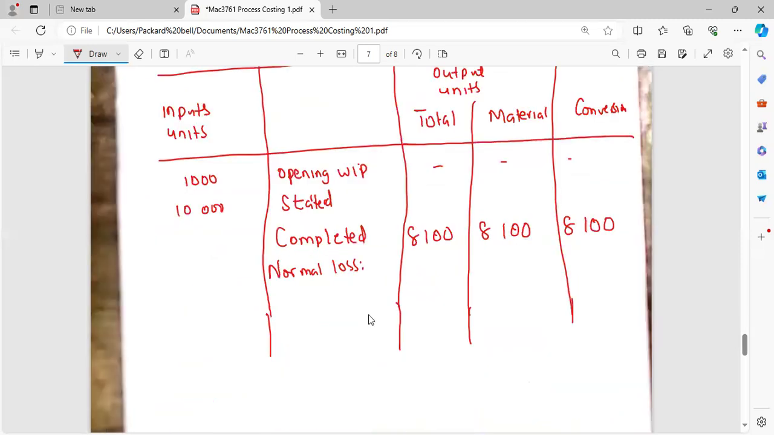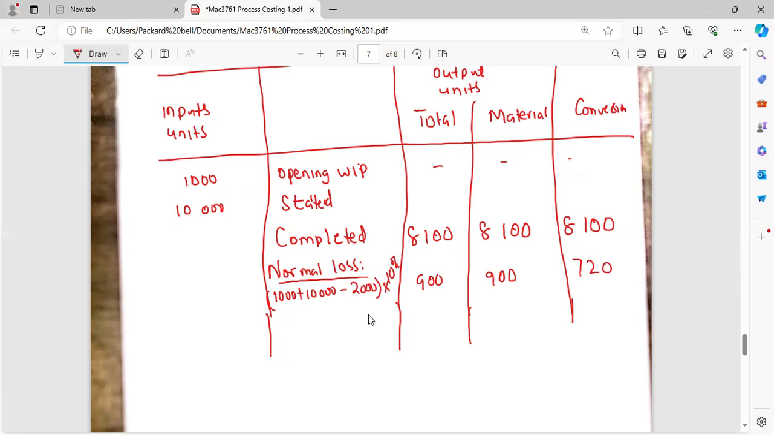Right, so the normal loss is still going to be the same. I don't think anything can change. We're going to have 1,000 plus 10,000 minus 2,000 times 10%. So we got 900 on the normal loss here in our previous calculation. Then we got 900 here. Then we got 720 here.